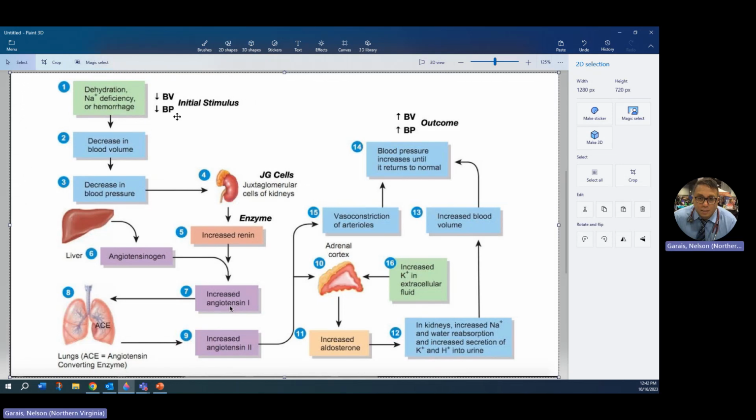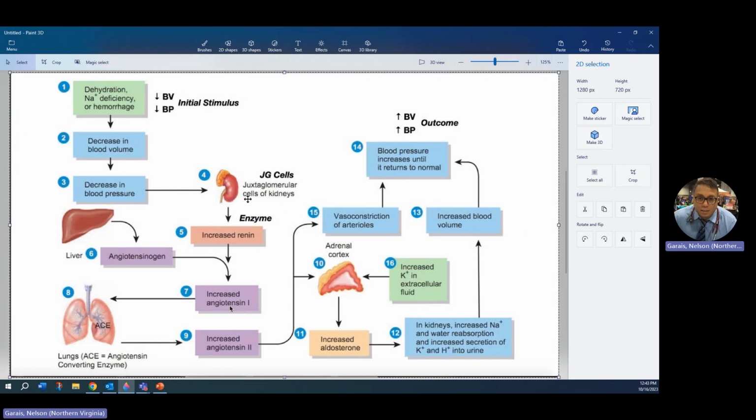So if you look at this, I could ask you, what is the impetus? Decreased blood volume, decreased blood pressure. The impetus, or the starting point, is dehydration, sodium deficiency, and hemorrhage. What's the end point? What's our goal when we activate the RAA system? Two things. I want the blood volume to go up. I want the blood pressure to go up. And two things do it: vasoconstriction and increased blood volume.